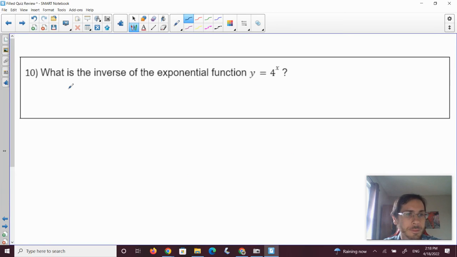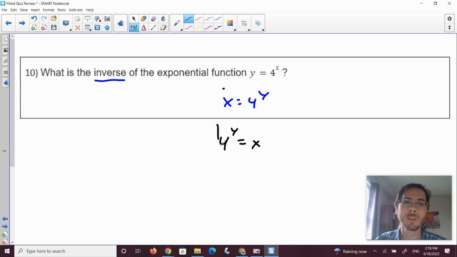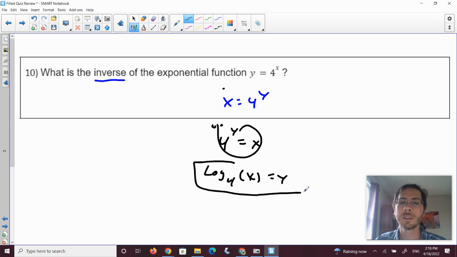All right. So for number 10, what's the inverse of the exponential function y equals 4 to the x? We can switch the x's and the y's because we're doing an inverse. So we want x equals 4 to the y. And then we just need to make it into a logarithmic equation. So let's rewrite this as 4 to the y equals x. That's going to give us log base 4 of x equals y. And that's it. That's our entire logarithmic equation.